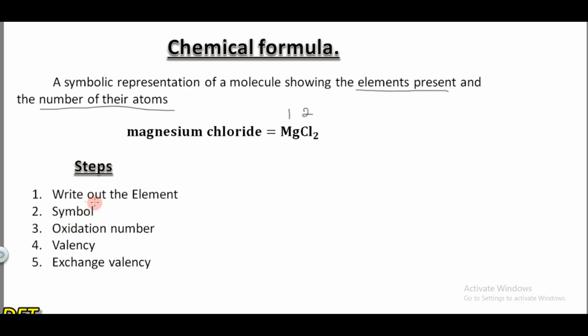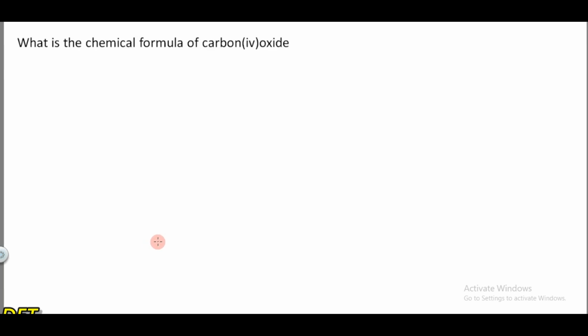So first step is to write out the elements that are present. The second step is to write out the symbol of the element. The third step is to write out the oxidation number. The fourth step is to write out the valency, and then the fifth step is to exchange the valency. So if you follow these 5 steps, you'll be able to write the chemical formula of any inorganic substance or compound. So let's look at this example.